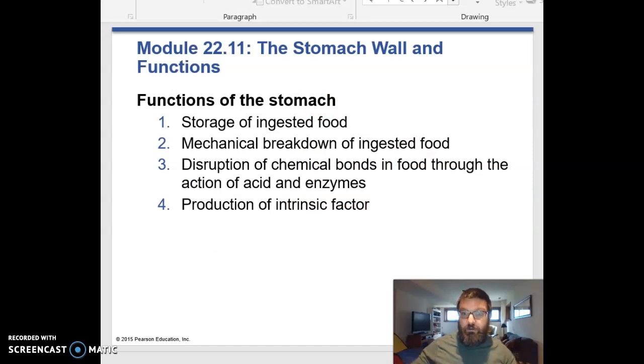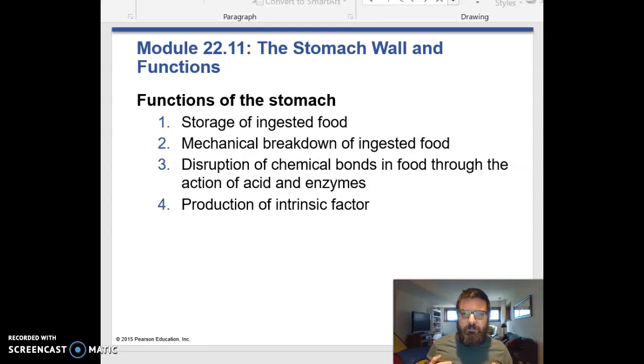So as I mentioned, one of the primary functions of the stomach is storage of that ingested food. But it also does some mechanical breakdown of the ingested food, right? It mashes it up, churns it with that extra layer of muscle. It also does some chemical digestion of food. We often think of the stomach as the site of chemical digestion of food. Really, the small intestines is where more of that happens.